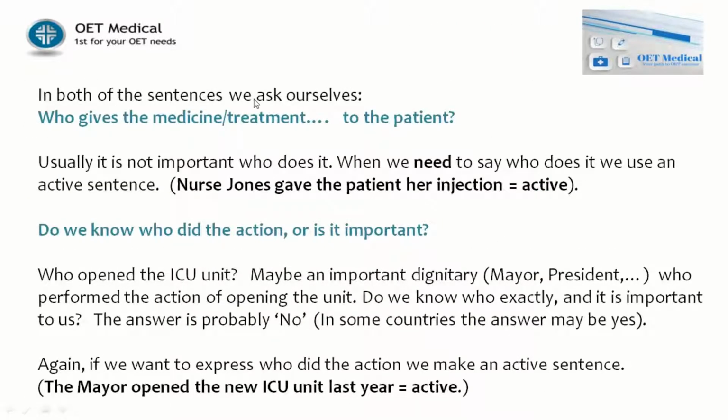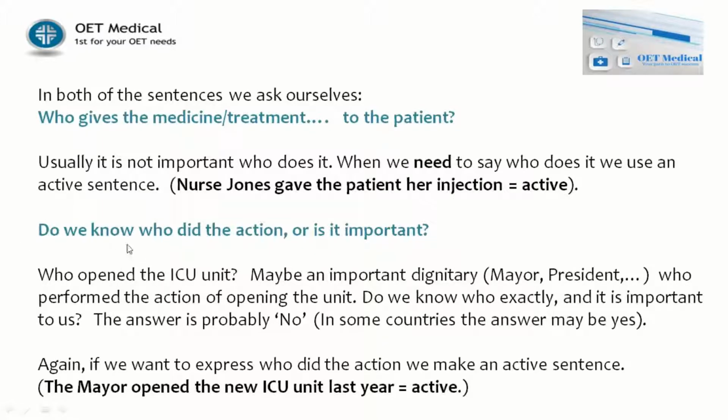In both of these sentences, we ask ourselves, who gives the medicine or treatment to the patient? Usually, it's not important who does it. When we need to say who does it, we use an active sentence. So, example, an active sentence. Nurse Jones gave the patient her injection. So, Nurse Jones is doing the action, giving the injection to the patient. So, that's an active sentence.